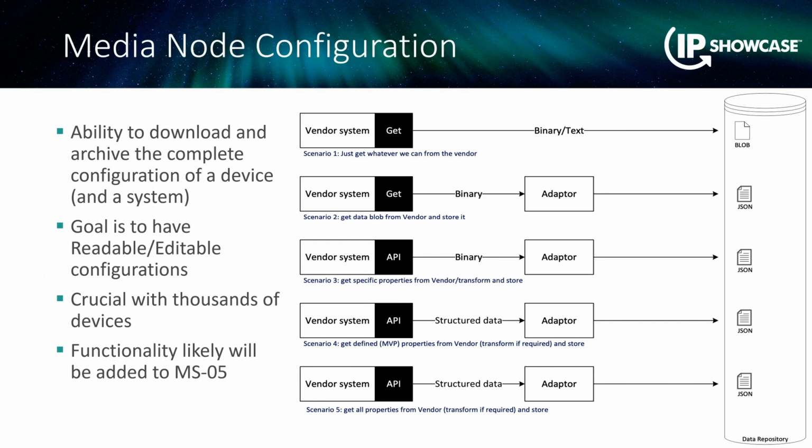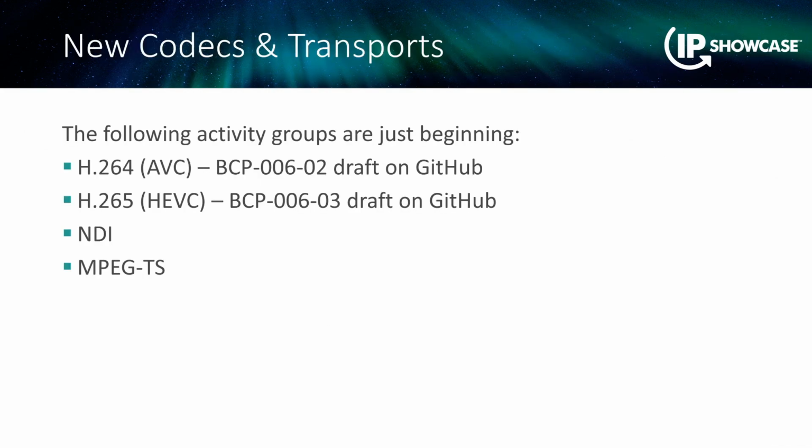Media node configuration is another area: how can I grab the information from my current configuration? How can I make sure that I've captured the configuration of everything in my system? I'm about out of time, so I'm going to just blast through the last couple of these.